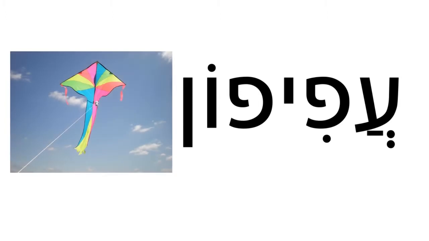See those two dots next to the patach vowel? You can ignore them, pronouncing what you see as a. Now read this word. Afifon. It means kite. Ready to finish the alphabet? Yalla!